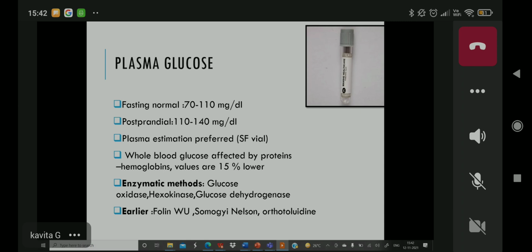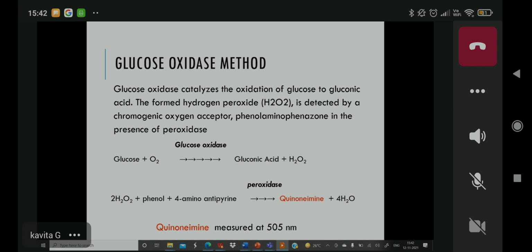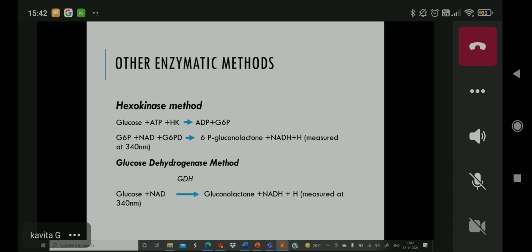Enzymatic methods, yes. All our detection methods are basically based on a few enzymatic reactions only. The most famous one is the glucose oxidase peroxidase method. You have glucose, oxygen, and the enzyme glucose oxidase. It's converted to gluconic acid and H2O2. And H2O2 further combines with phenol and 4-aminoantipyrine in the presence of peroxidase to form quinoneimine, which we analyze on the spectrophotometer at 505. And then we find out what our blood glucose level is.